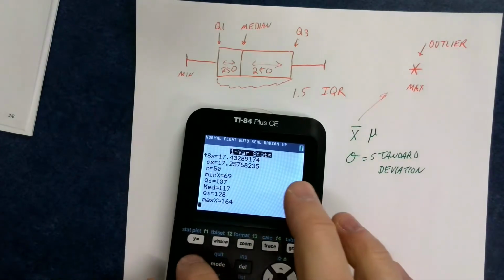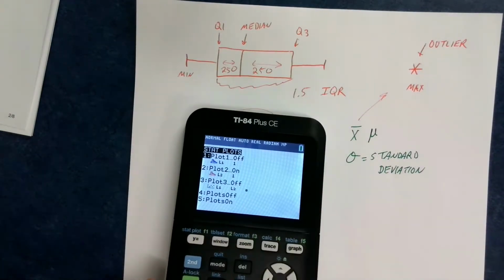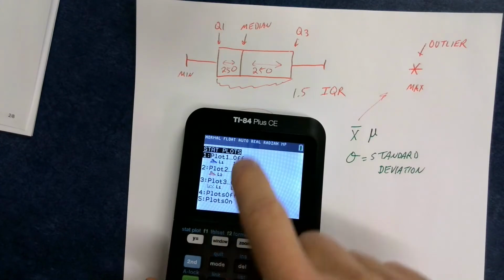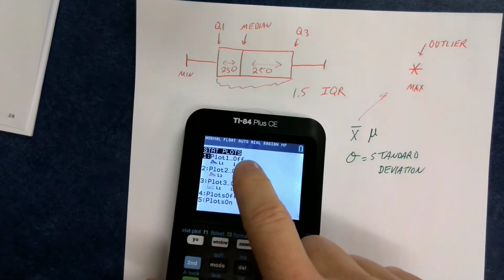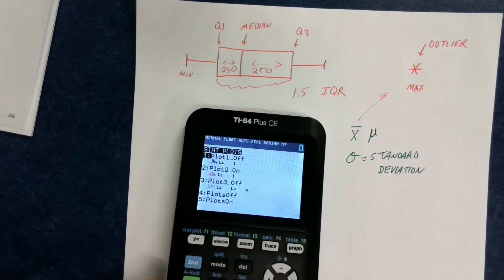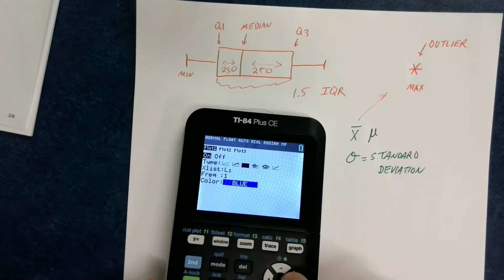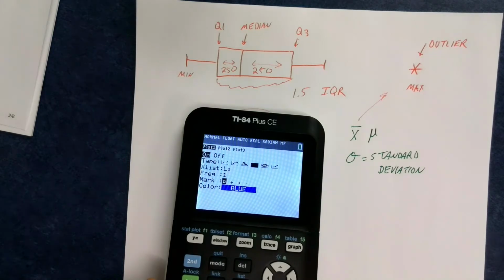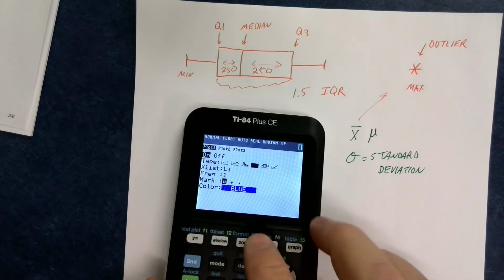But how do I get it to show up on my screen? So I'm going to go second y equals, and you can see that I have plot number 1's off, plot number 2's on. I'm going to go ahead and turn plot number 1 on. I'm going to do a box and whisker plot, that one right there. I'm going to mark it with a box. Good deal.